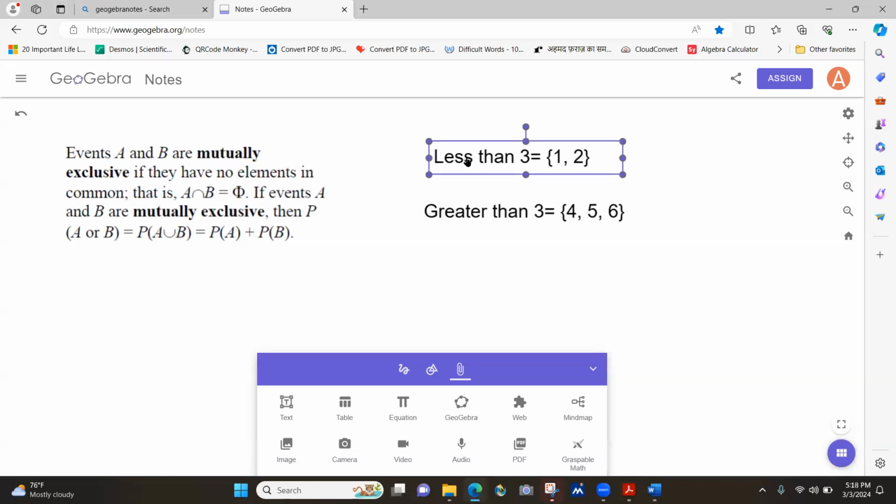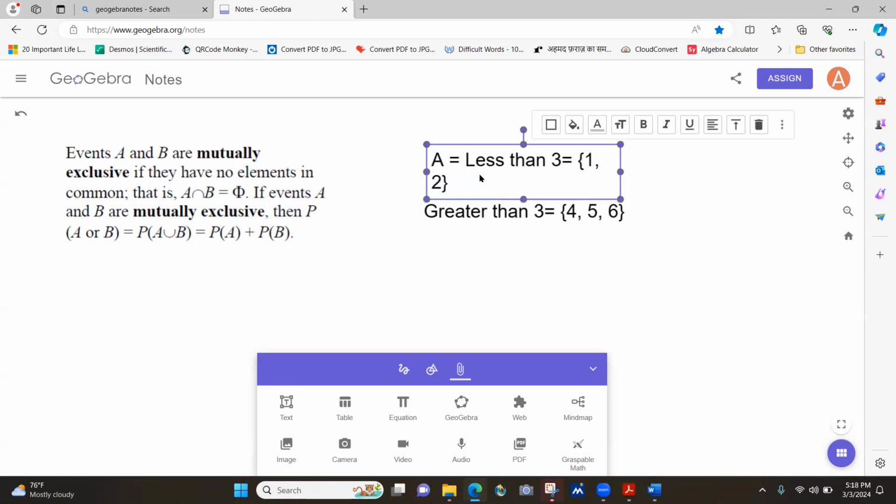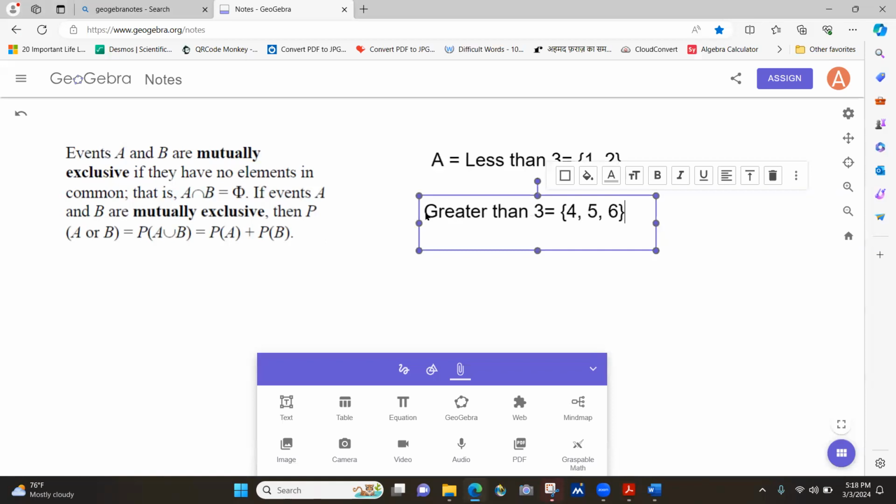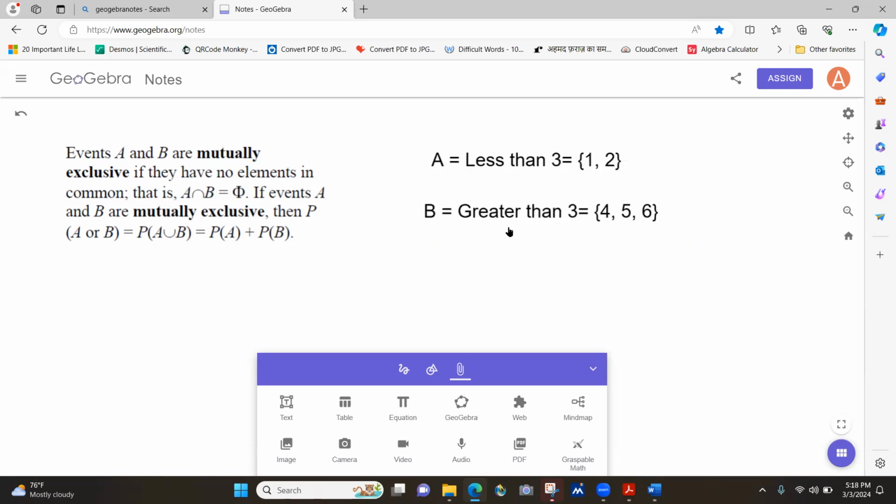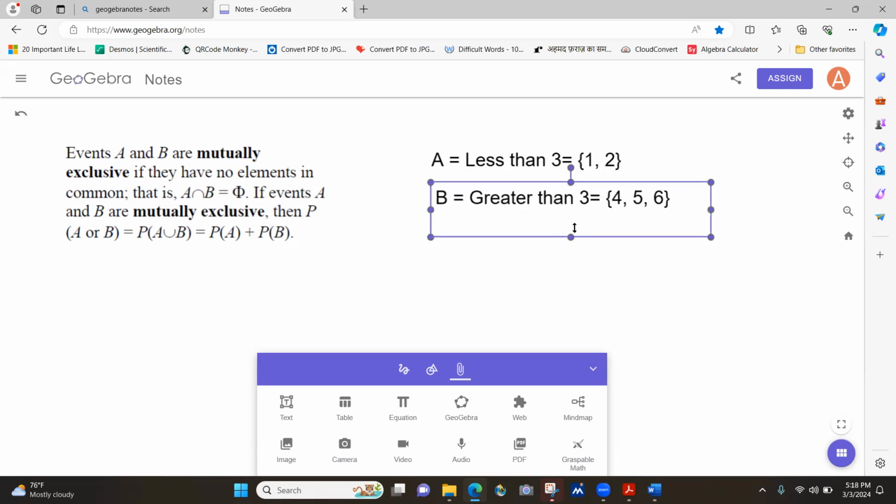So if you know that the outcome is 1 or 2, you automatically know the outcome cannot be 4, 5, or 6. If you know the outcome is 4, 5, or 6, you know it cannot be the other one, which is less than 3. For instance, I'm going to call this less than 3 event A, and greater than 3 event B. A and B are mutually exclusive. That means A and B have nothing in common. If A happens, then you know B didn't happen. If B happens, then you know A didn't happen. That's what we mean by mutually exclusive.